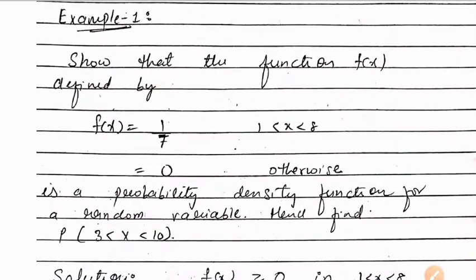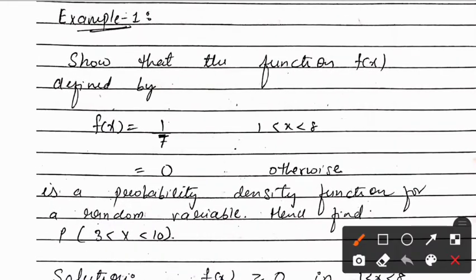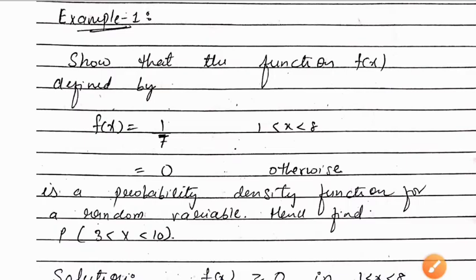Okay. First example, show that the function f(x) defined by f(x) = 1/x, where the value of x is between 1 to 8, and beyond this value the value of f(x) is 0, is the probability density function for the random variable. See, first you have to show that this is a probability density function, and also you have to find the value of P(3 < x < 10).